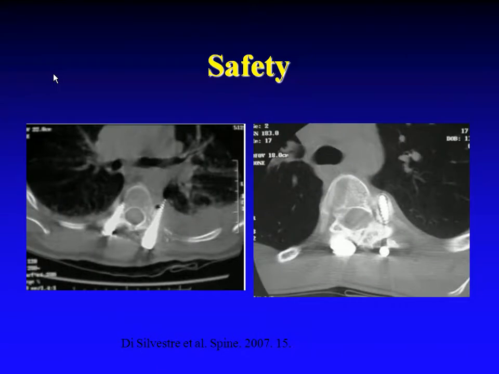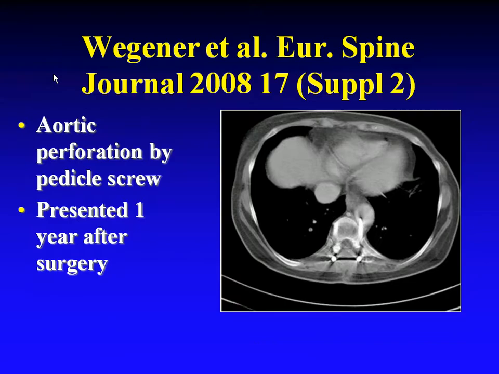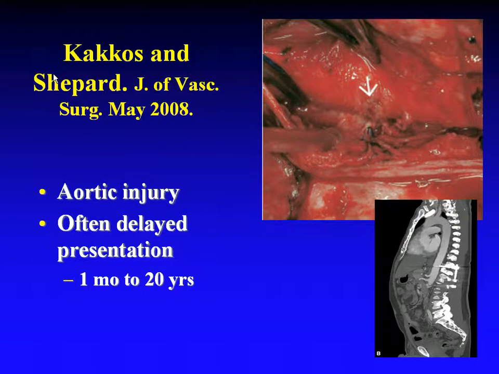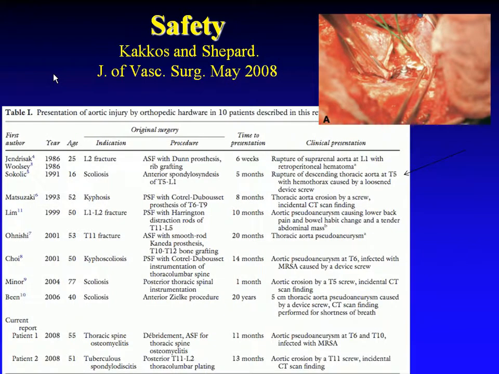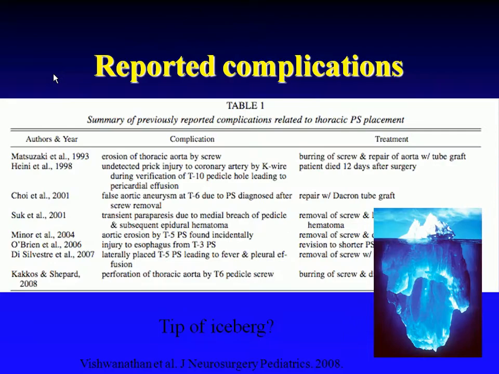And we've all seen x-rays like this where screws are misplaced. There are case reports and small series of major complications such as aortic perforation presenting 1 year after surgery. Here's another aortic injury, delayed presentation. They're usually delayed. Here's a summary of different reports, condensed, multiple different complications, and for time's sake we don't have time to really get into this. And I suspect that these are really the tip of the iceberg. Many of these we hear about are not reported.